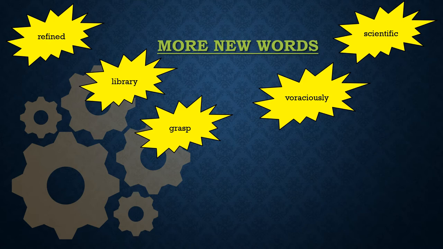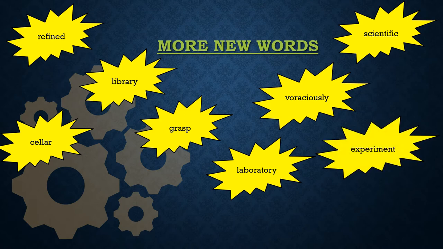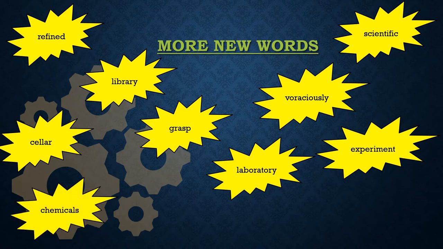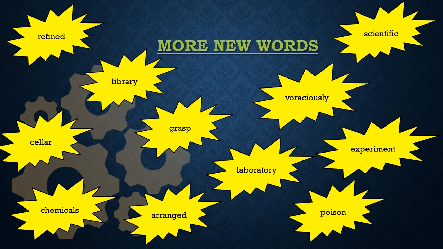Grasp, G-R-A-S-P. Cellar, C-E-L-L-A-R. Laboratory, L-A-B-O-R-A-T-O-R-Y. Experiment, E-X-P-E-R-I-M-E-N-T. Chemicals, C-H-E-M-I-C-A-L-S. Arranged, A-R-R-A-N-G-E-D. Poison, P-O-I-S-O-N.